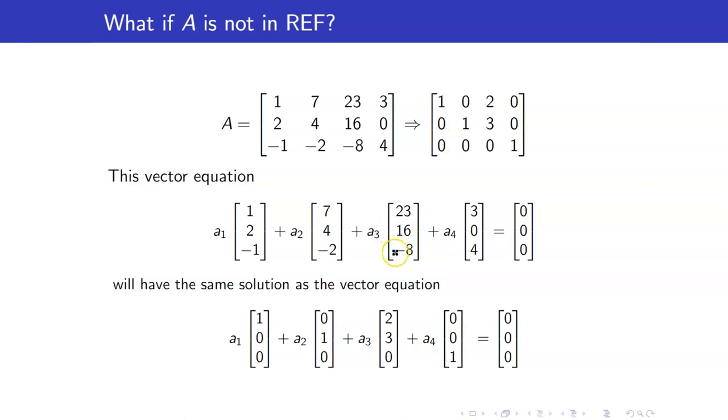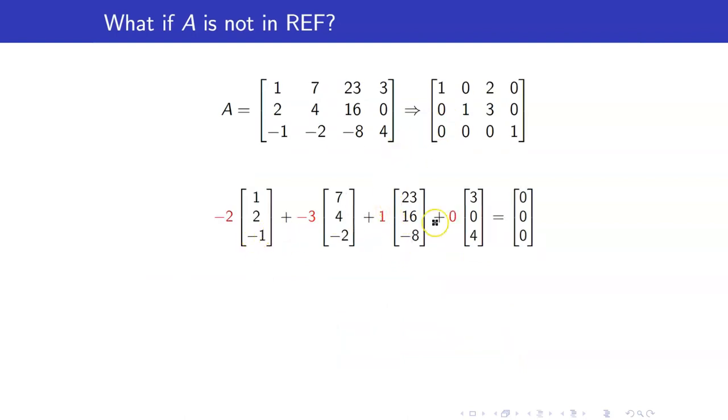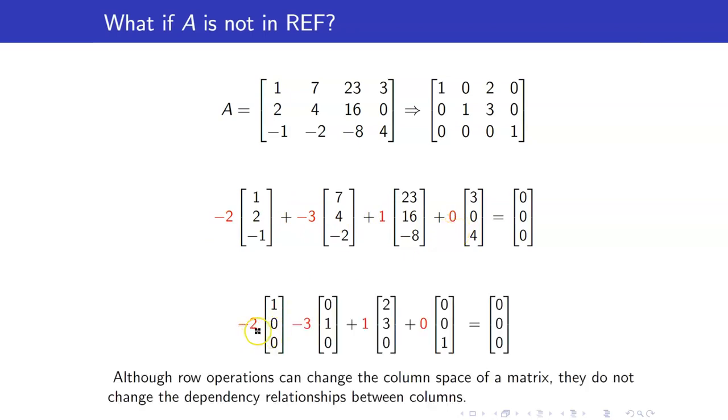And therefore, that means that we will preserve the dependence among the columns. So for example, when you solve for the constants there, you will see that a1 is -2, a2 is -3, a3 is 1, and a4 is 0. And those will be the same solutions to these columns here.